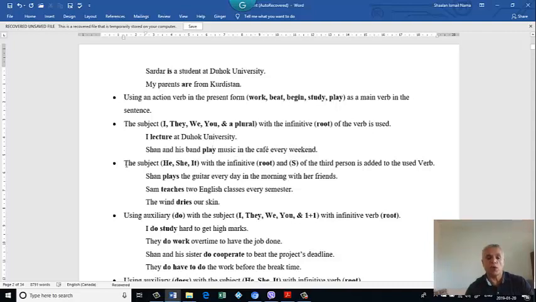When we have the subject he, she, it, then with the infinitive or root of the verb, we add s to it. Here it is very important to know, with the subject he, she, it, we add s to it. Sometimes we call this the s of the third person, which is added to the root of the verb.